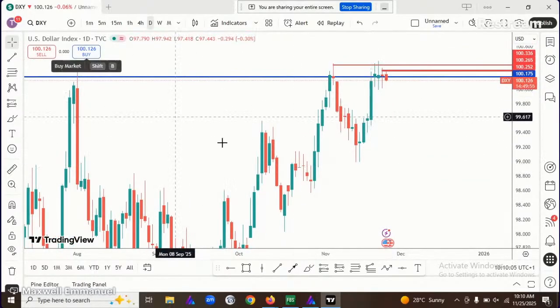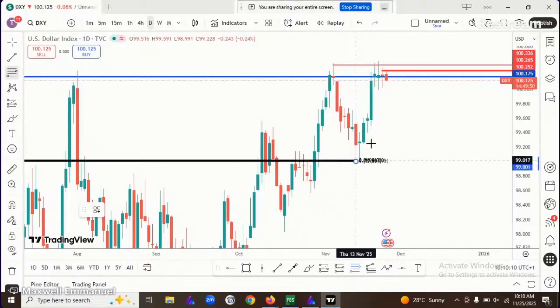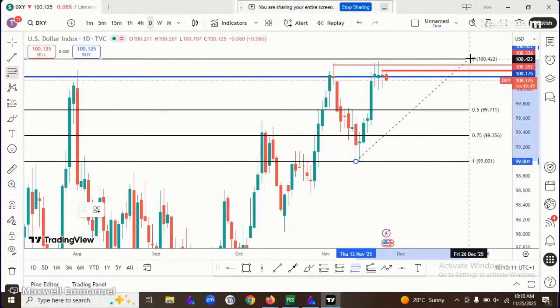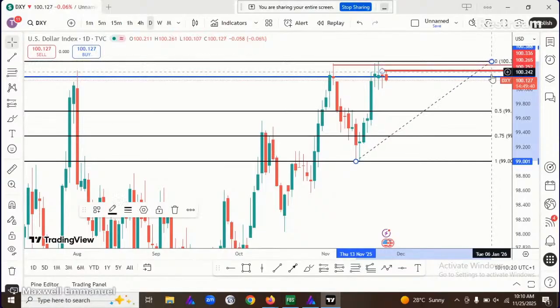So what you need to do here is apply your Fibonacci from this swing low to this swing high. So I would love to see DXY pull back to a discount, which would be below Fibonacci level 50. I would love to see price pull to a discount area. So I'll be looking for a buy opportunity on dollar index below level 50.